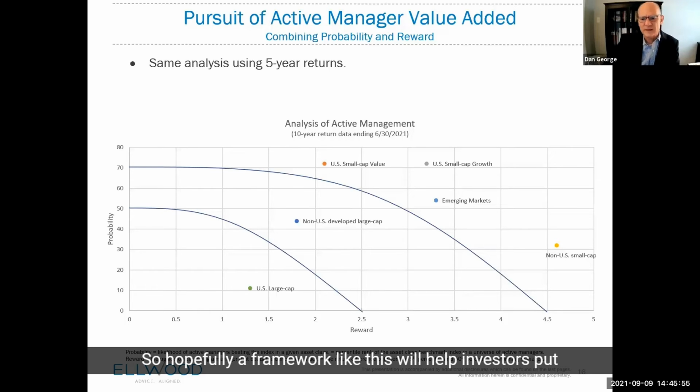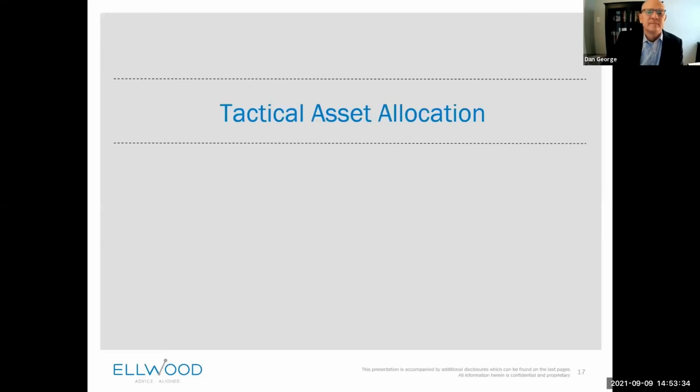So hopefully a framework like this will help investors put together both the probability of being right with the upside of the reward of being right, because we only have so much time to pursue active management in competition with all the other investment topics that we need to keep up with. So hopefully a framework like this will help investors differentiate how to pursue active managers.